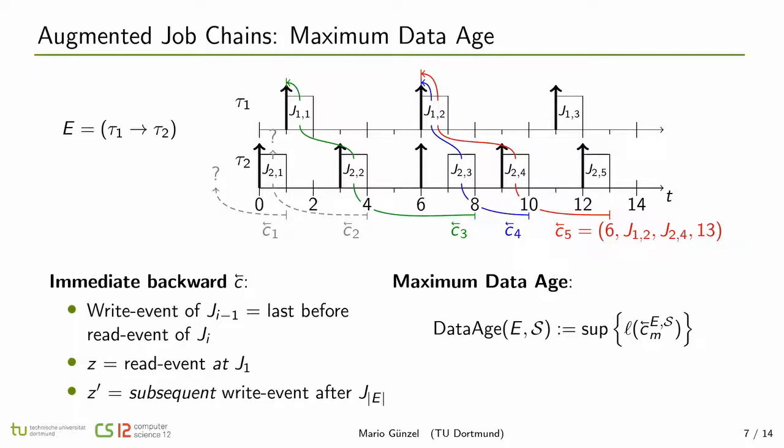In a similar way, we construct the other immediate backward augmented job chains, but the difference here is that some job chains cannot be fully constructed, as there is no previous job to be considered in the tuple. Such chains are called incomplete, and they are not considered in the computation of the maximum data age. So the maximum data age is then defined as the supremum of the length of all complete immediate backward augmented job chains.